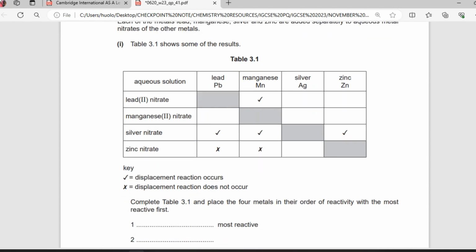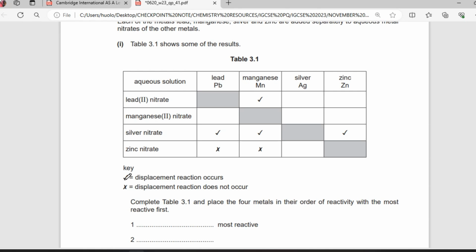Okay, so we see the results. What's happening? We can see all these blocked out. It means that the experiment was never tested. In other words, you have lead here. Lead added to lead nitrate was never tested. We have manganese here. Manganese added to manganese nitrate was never tested. That's what it means. Okay, so we look at the key.